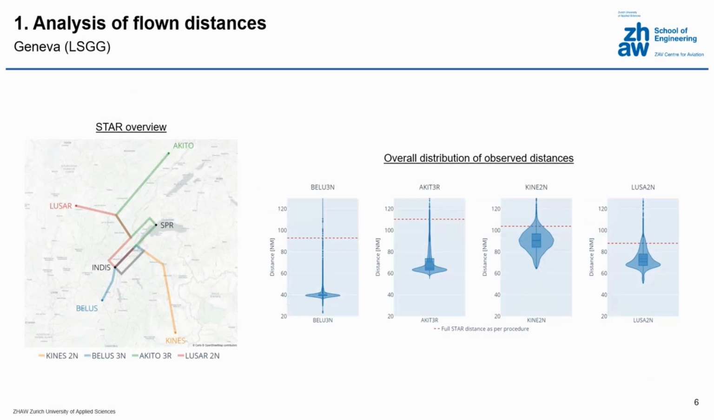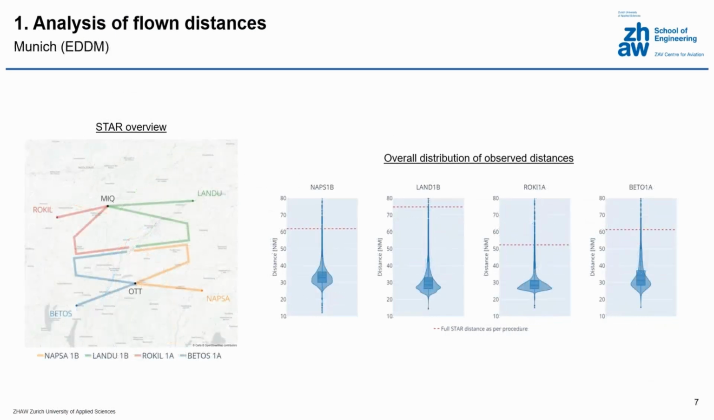So here we can see in Geneva for these 4 stars, the results are a bit twofold. On one hand, on the right side, we have the stars Kines 2N and Lusar 2N. For these 2, the majority of observed distances are slightly shorter than the full star procedure distance, however, only a rather slight discrepancy. However, the other 2 on the left side, the Belus 3N and Akito 3R stars, here we can see we have a much more notable discrepancy between the full procedure distance and the majority of observed ones. In fact, for these 2, the discrepancy between the full distance and the median of observed ones is more than 40 nautical miles in both cases.